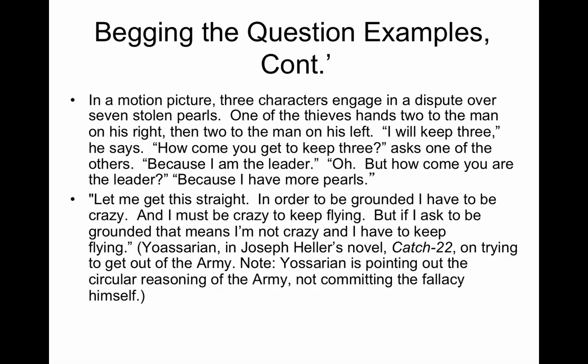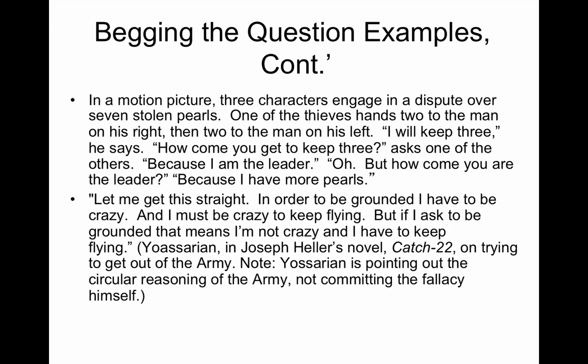There are a couple more examples that I think are really straightforward. These may be considered more cases of circular reasoning, where you start in the same place that you leave off. You restate the conclusion; your conclusion is a restatement of the premises, just in other words. So we get the following in a motion picture.